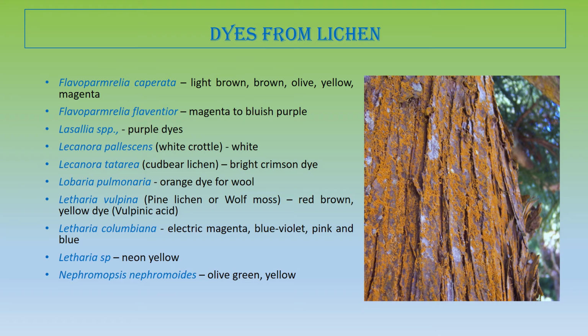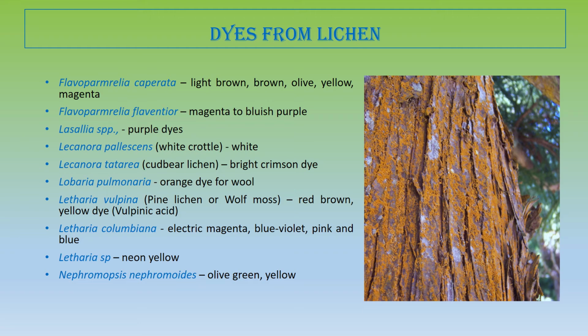Now next is Letharia columbiana. This Letharia columbiana is commonly called brown-eyed wolf lichen. As we know, all the species of Letharia have a common vulpinic acid. So these are all toxic towards wolves and foxes, though they are not toxic to other types of animals like, say, rodents or birds.